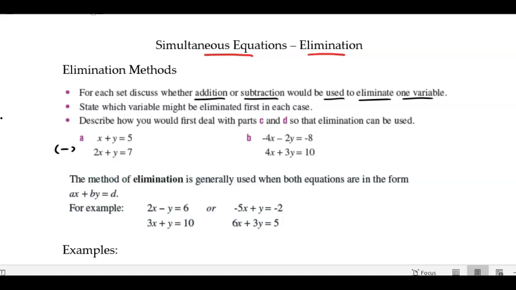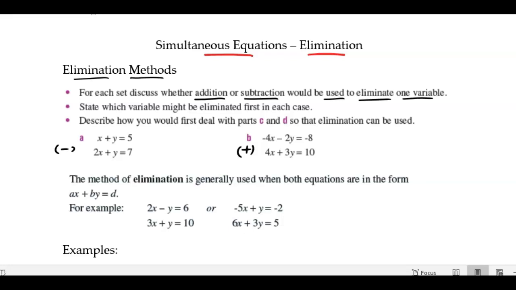On the other hand, if I look at part B, for example, the variable which has the same number as a coefficient is x. The only difference is that the coefficient of x in the first equation is -4 and the coefficient of x in the second equation is +4. Obviously opposite signs. The quickest way to eliminate opposite signs is by adding the two equations together. So -4x plus 4x is going to result in 0, thereby eliminating one of the two variables.